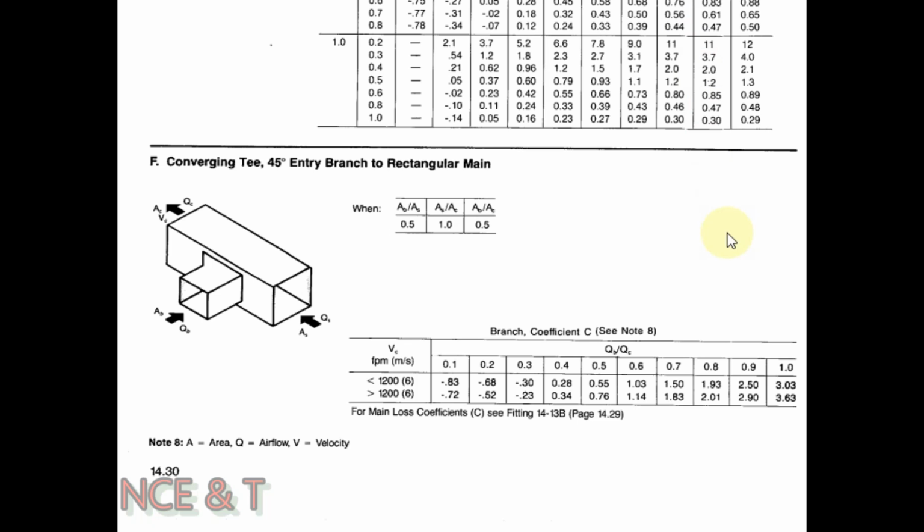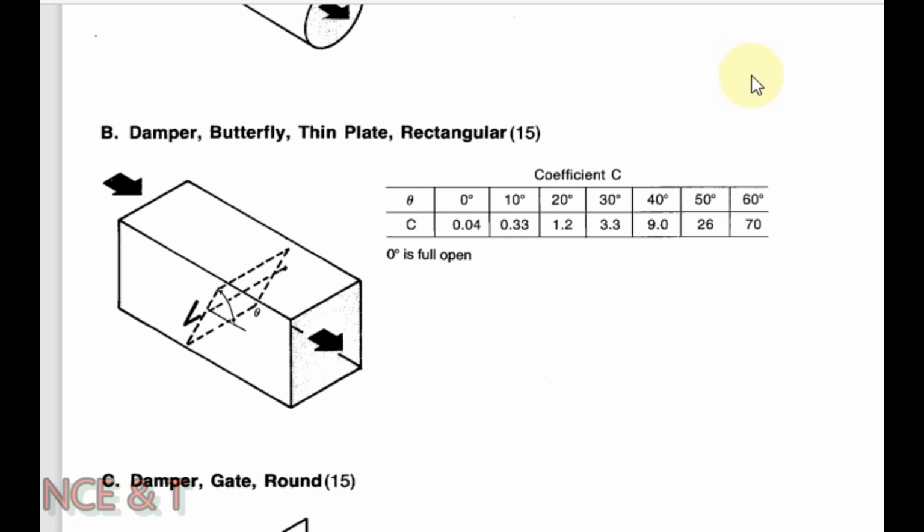If instead of using the Y branch we are using the takeoff to take the branch from the main duct, then we need to use this table to find the value of fitting coefficient C. Assuming the dampers fully open, the value of coefficient C at 0 degree will be 0.04.